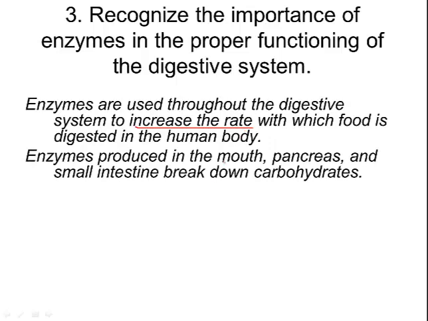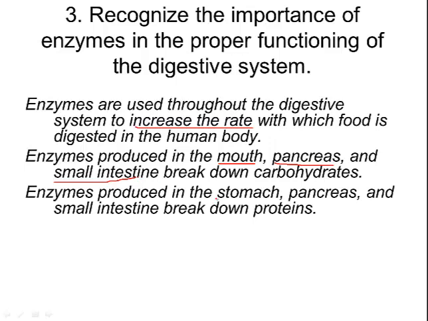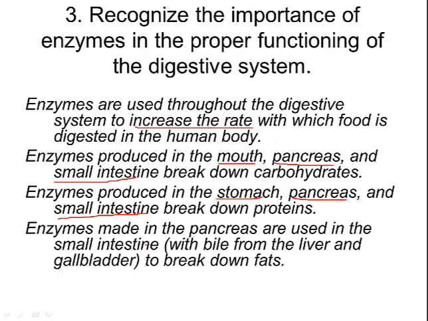Okay. Now we produce enzymes at various places in the body. The mouth makes its own enzymes. The pancreas and the small intestine are going to make enzymes that are going to break down carbohydrates. Your stomach, pancreas, and small intestine are going to make enzymes that break down proteins. And then enzymes that are made in the pancreas are used in the small intestine along with the bile from the liver and gallbladder, and they're going to be used to break down fats.